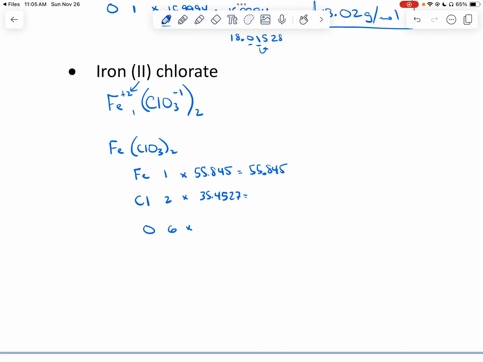All right, let's go ahead and multiply that out. Okay, we get 70.9054. Remember, our goal is to wait till the very end to round so we don't get a number that's off. All right, and then we've got oxygen, 15.9994, 6 times that. We get 95.9964. We're going to add those puppies up.